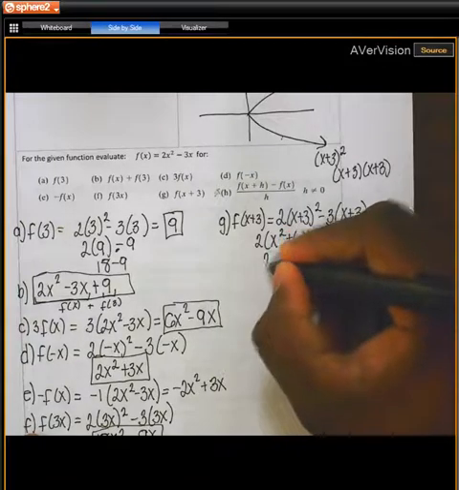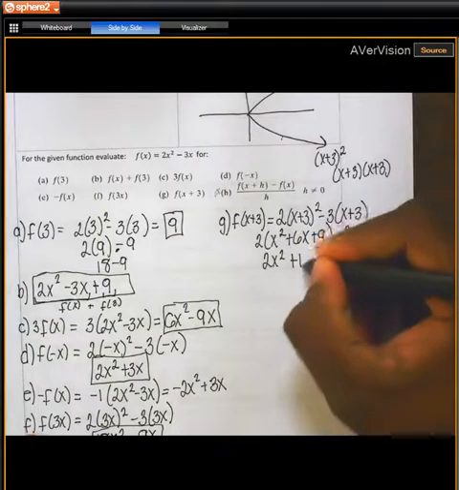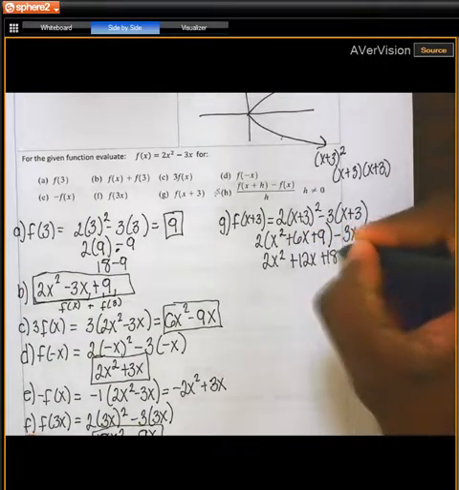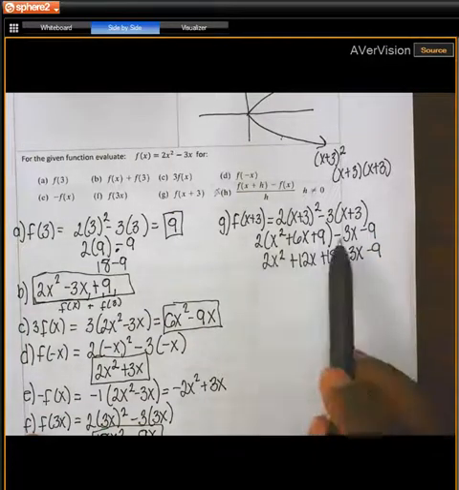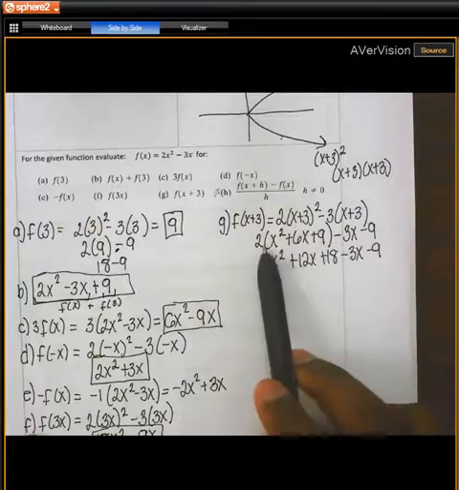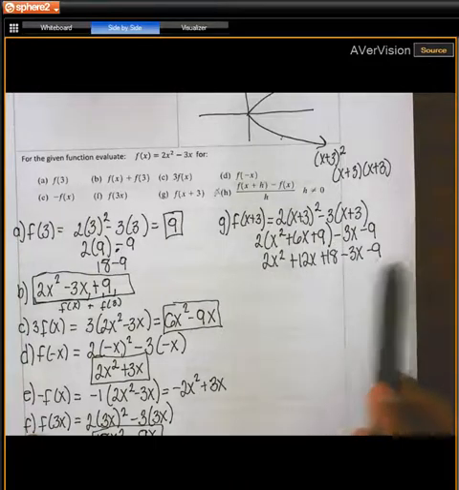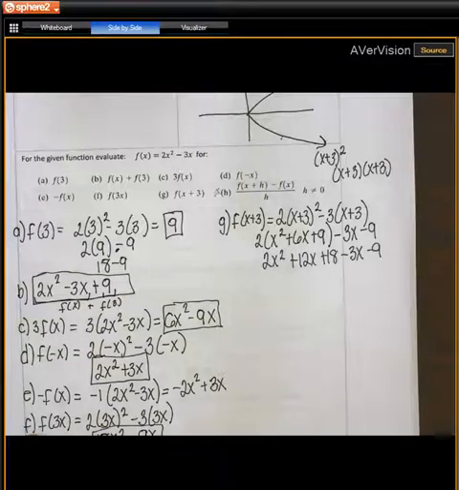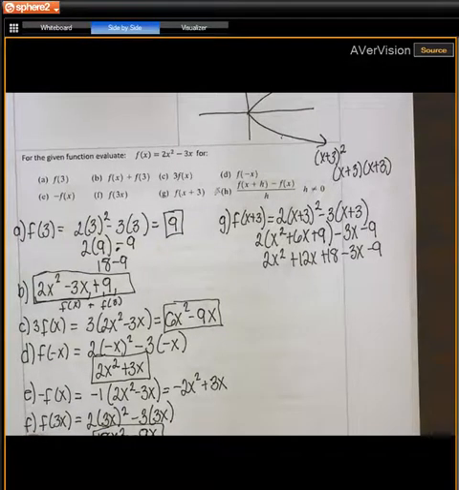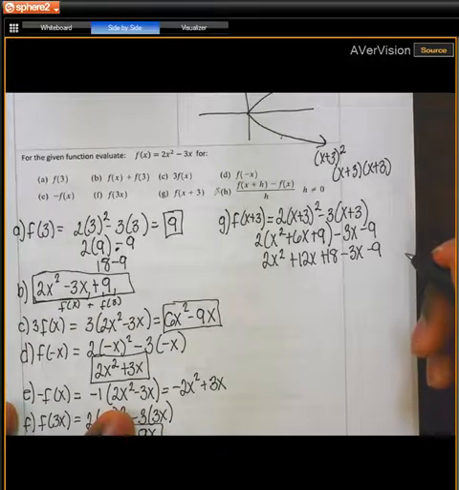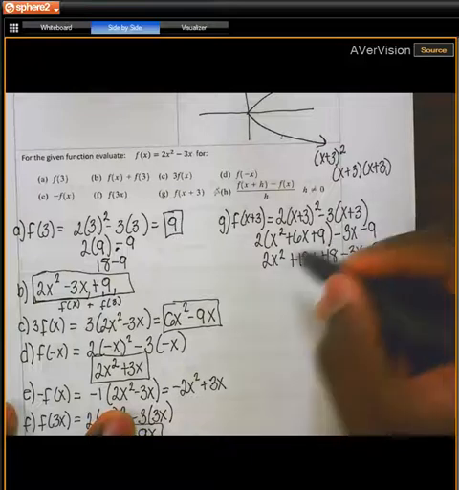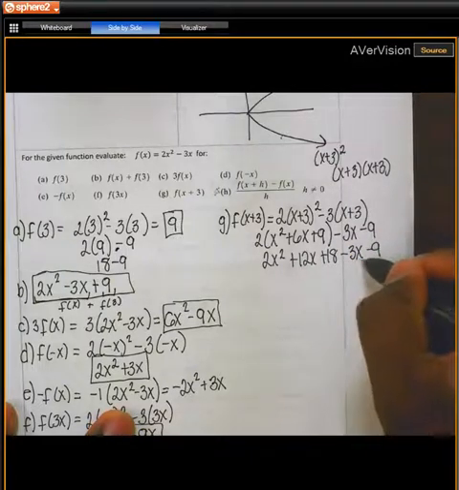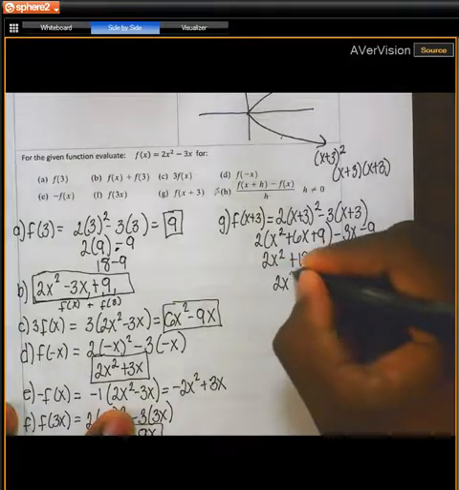Now we can just distribute the 2. After we distribute the 2 and there's nothing else around the parentheses, we can just drop it. And then we can start combining it with stuff on the outside. Any like terms to combine? So we have 12x and negative 3x. What is that?